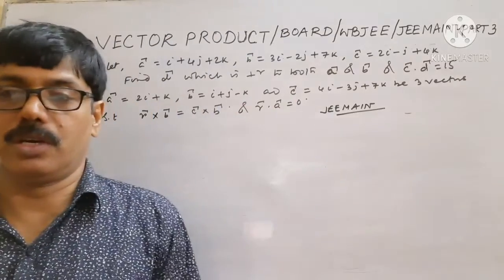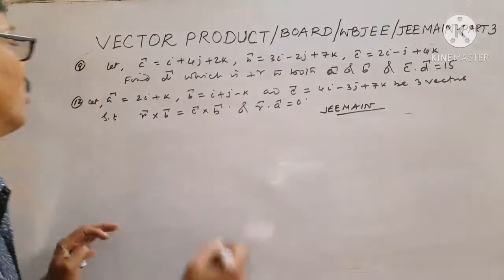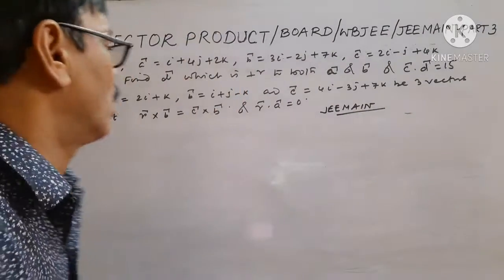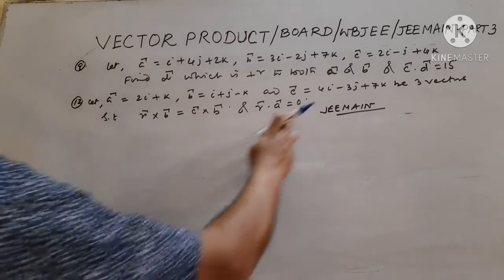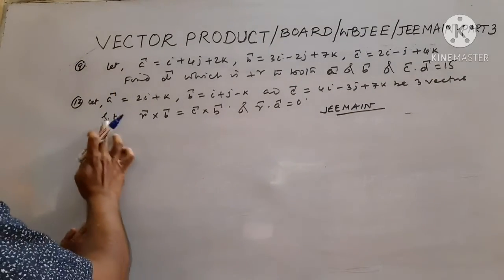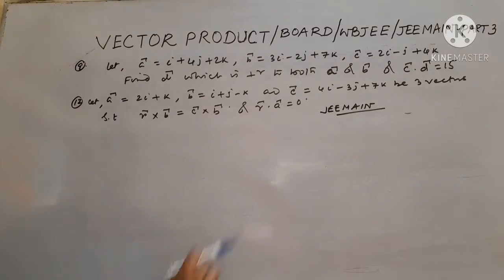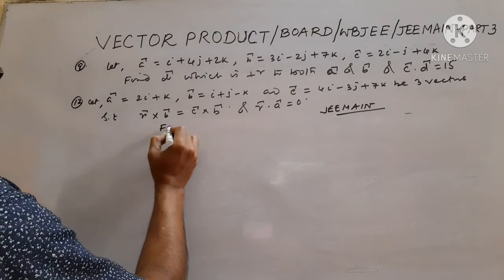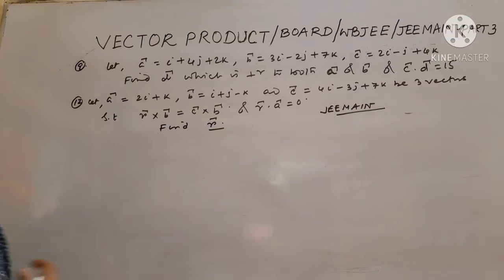Now we consider two most important problems of board as well as JEE Main. So problem number 9 and 12. A, B, C are three vectors and given r cross B equals C cross B, r dot A equals 0. Find r vector.